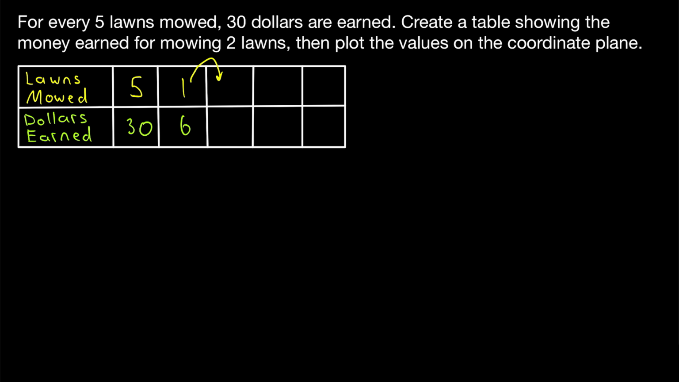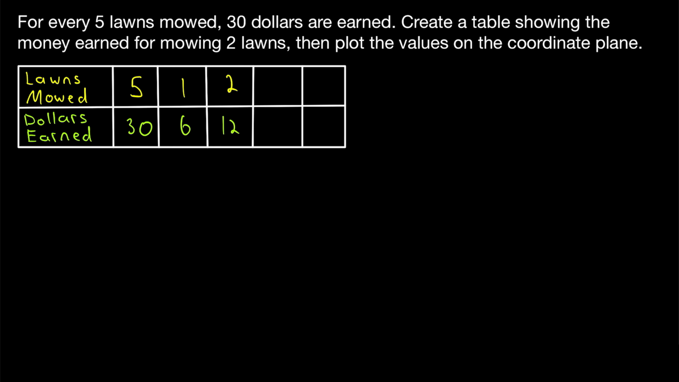So we can multiply 1 lawn by 2, and that's going to give us what we want, 2 lawns. And then to keep the ratio equivalent, we need to multiply $6 by 2 as well, which will give us $12. Now, just for kicks, let's find one more additional ratio.